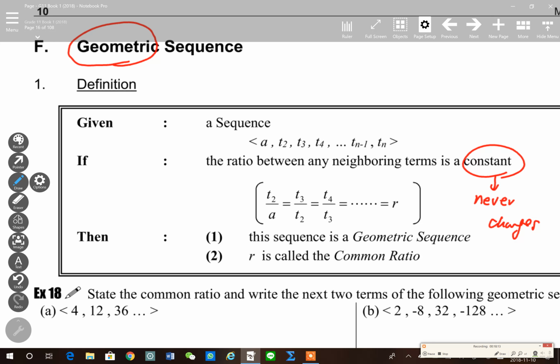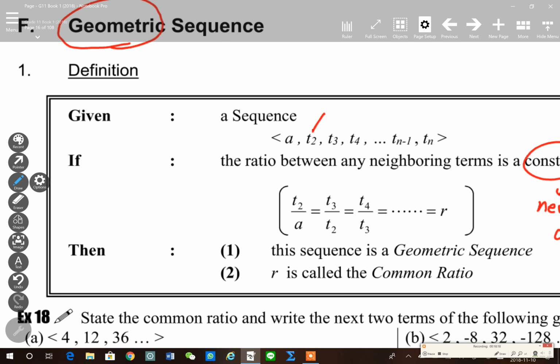What does T2 represent? What's the meaning of that symbol? Yeah, write it down. This means second term. And A represents the first term.